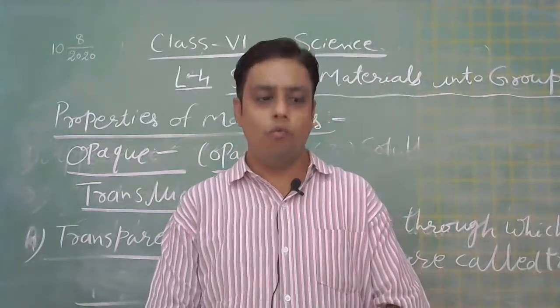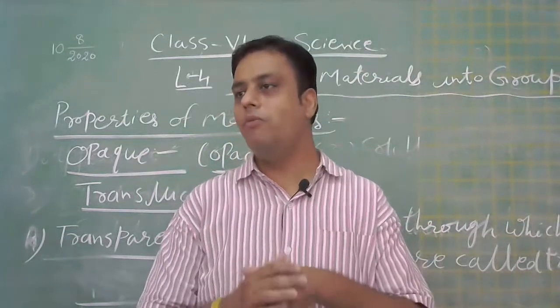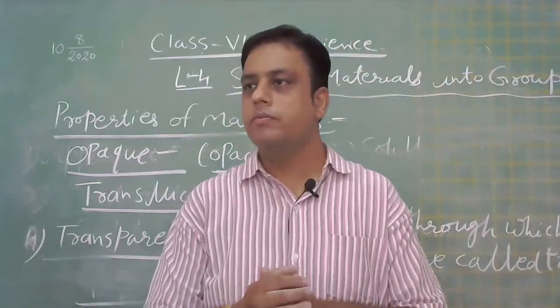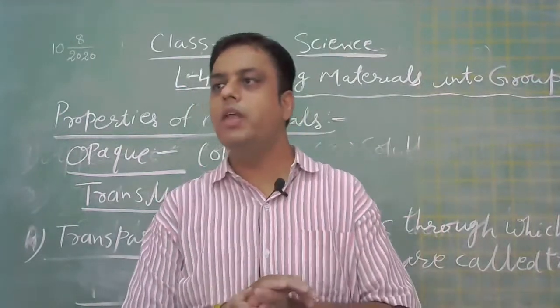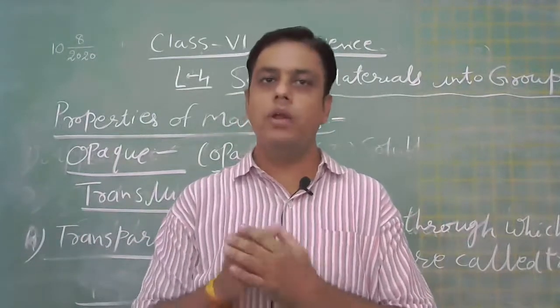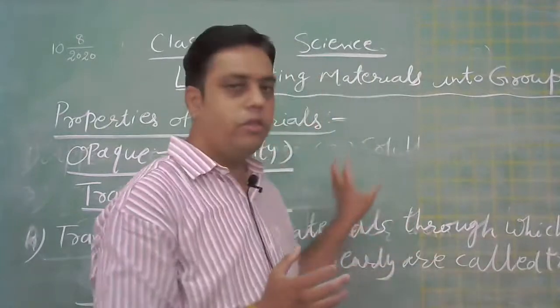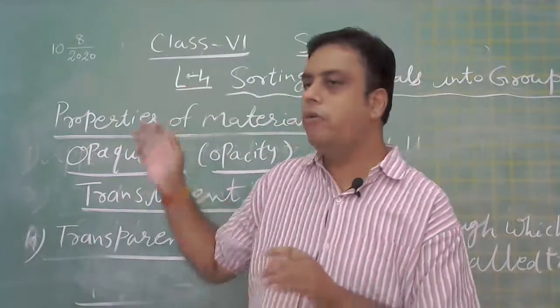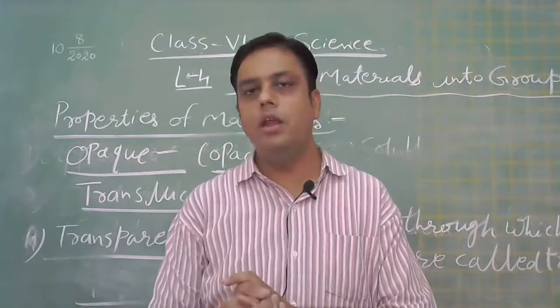Now, how do we use these properties in our daily life? Ajita Makkar is writing, sir, a very thin white cloth is also translucent. Yes, it is also translucent. So these are the different types of properties of materials that we have discussed. Now, what are the uses of these properties in our daily life?